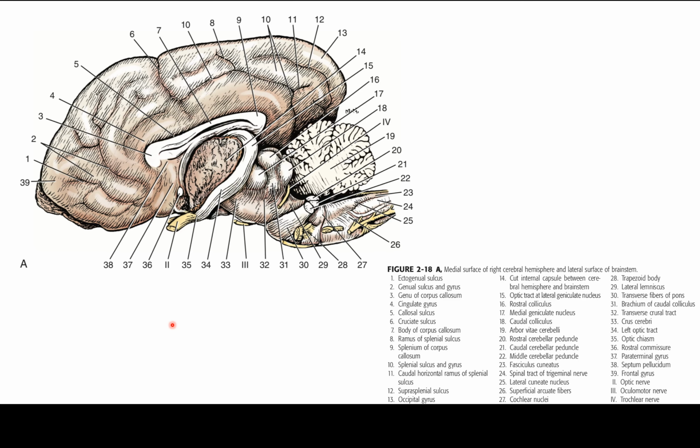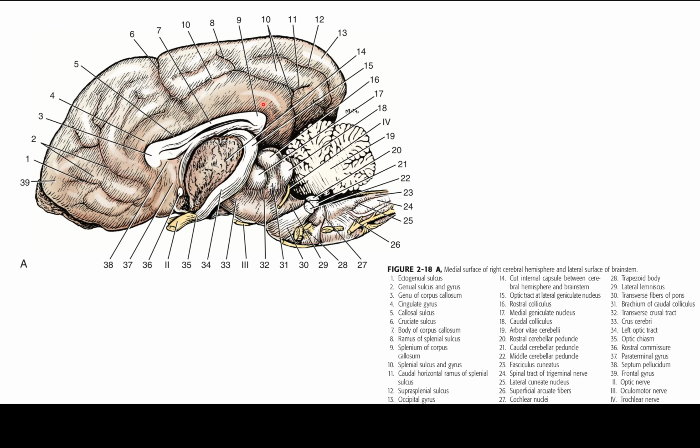On the medial side of the frontal lobe, facing the longitudinal cerebral fissure, are the frontal gyrus, the ectogenual sulcus, and the genual gyrus and sulcus. The callosal sulcus and cingulate gyrus are adjacent to the corpus callosum. The splenial sulcus and gyrus and occipital gyrus are the medial components of the occipital lobe.